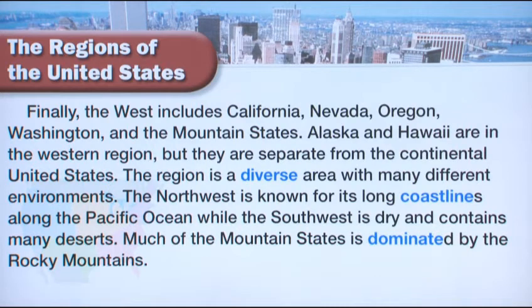Finally, the West includes California, Nevada, Oregon, Washington, and the mountain states. Alaska and Hawaii are in the western region, but they are separate from the continental United States. The region is a diverse area with many different environments. The Northwest is known for its long coastlines along the Pacific Ocean, while the Southwest is dry and contains many deserts. Much of the mountain states is dominated by the Rocky Mountains.